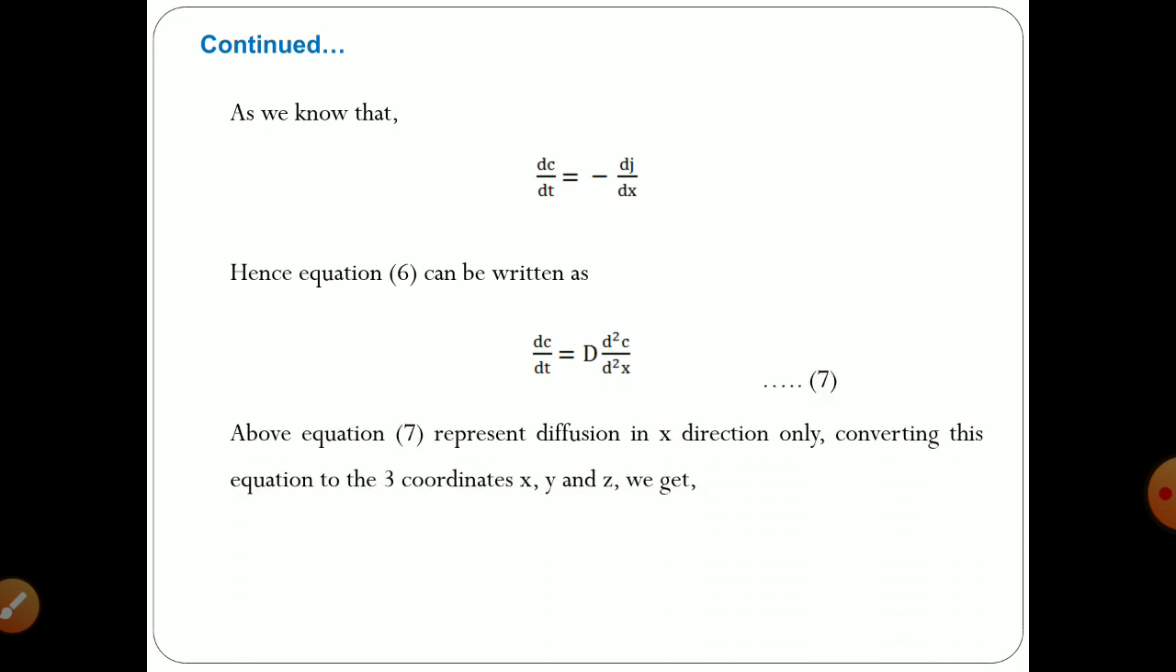The above equation represents diffusion in the x direction only, means the movement is unidirectional. So converting this equation to the three coordinates x, y and z, means making that unidirectional process multidirectional, we can have the mathematical expression for Fick's second law of diffusion.